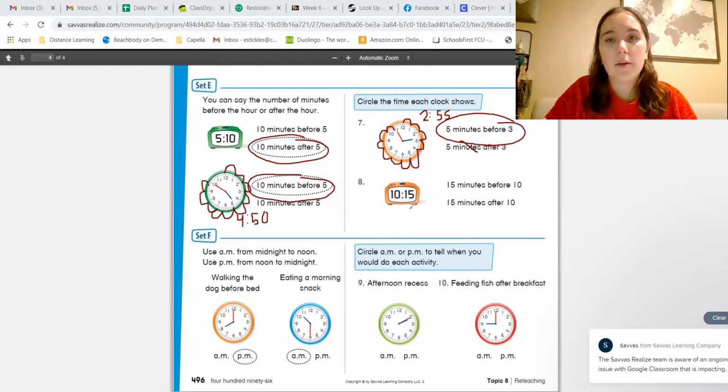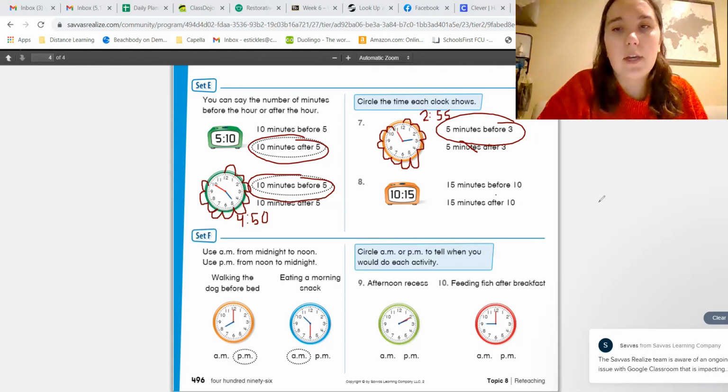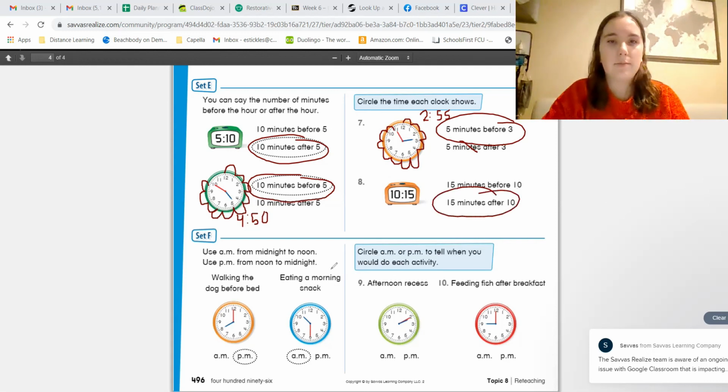And then on my clock down here, it says 10:15. Well, it's already the 10 o'clock hour, which means we have to be after 10 o'clock. It's 15 minutes after 10.